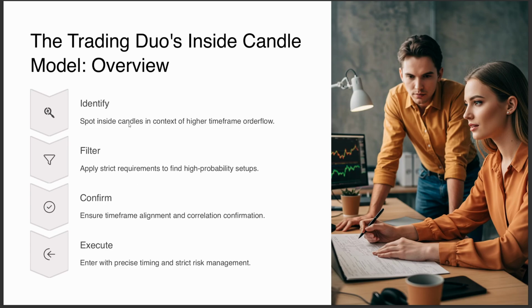The overview is we're gonna see how to identify it and how to filter high probability setups on the inside candle from low probability ones. We will confirm using the purge and time frame alignment steps, then the execution mechanism and how I execute based on the playbook. Regarding the filtering part, as I said before, it has to be smaller in wicks and bodies in comparison with the preceding one.